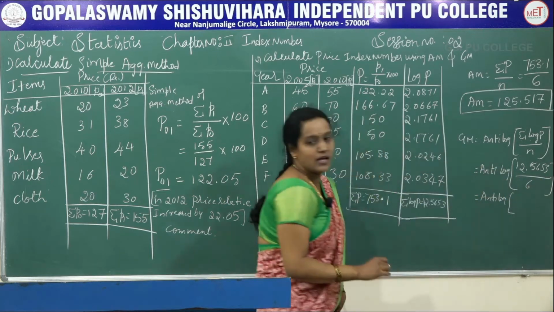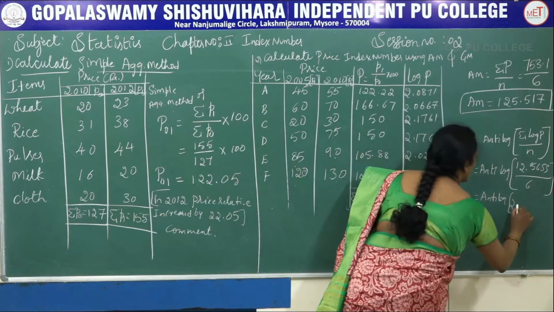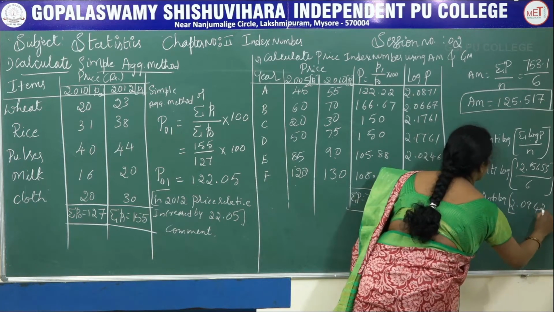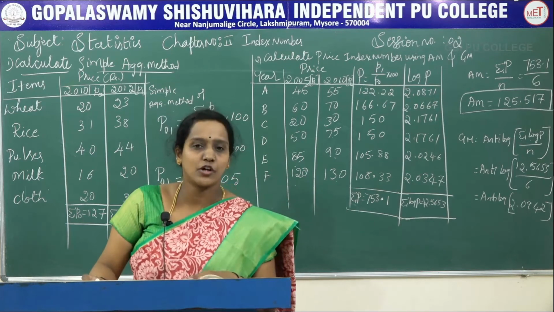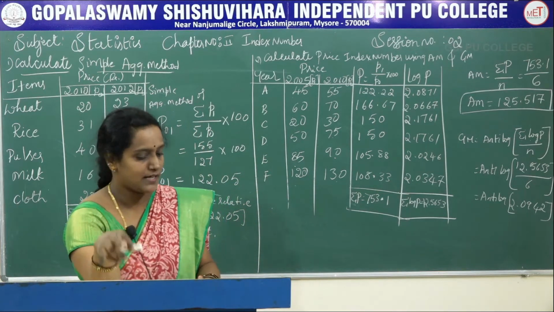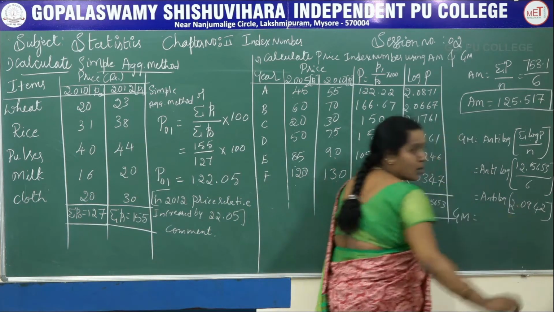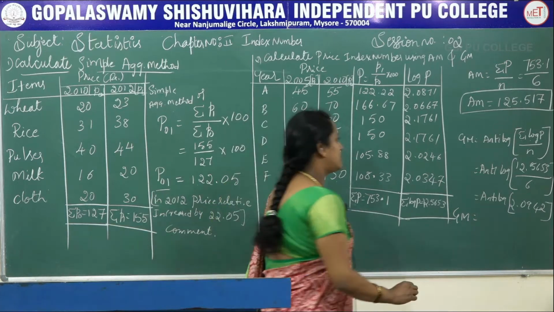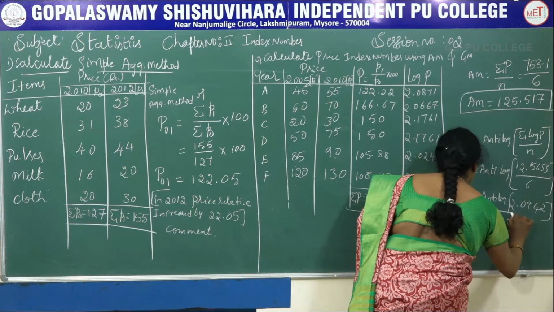anti-log of 2.0942. This is just an anti-log. Now we have to calculate the anti-log using a scientific calculator, so that you will get GM as 124.3.